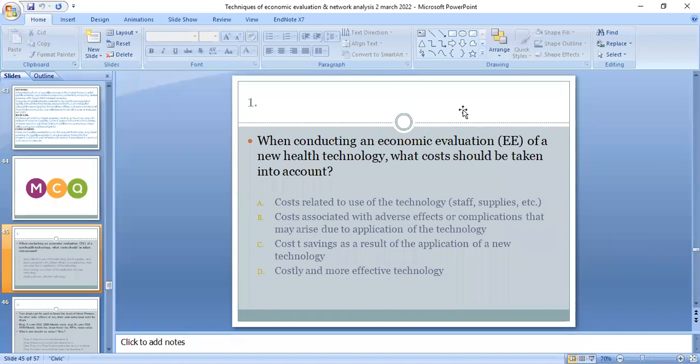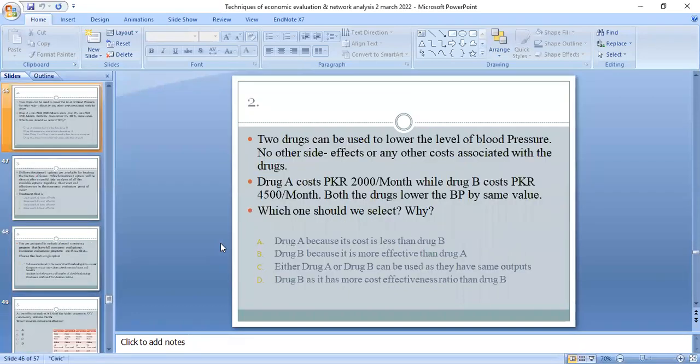D. C is the correct option, as we will choose those programs that will be most cost effective.